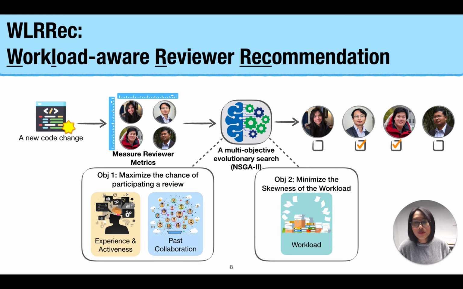Basically, in our approach, we use a multi-objective evolutionary search, or search-based algorithm, to consider all of these 5 significant factors to recommend a set of reviewers that best satisfy 2 objectives. The 2 objectives here are to maximize the chance of a reviewer participating in a review while minimizing the skewness of the workload. In other words, we want to make sure that when we invite the reviewers, the workload will be equally or fairly distributed.